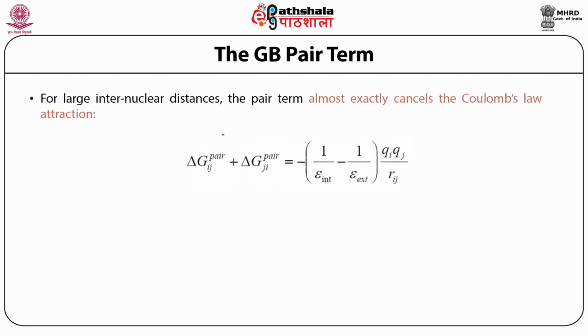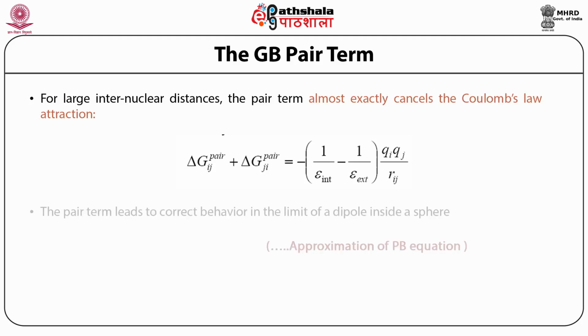So you can have a larger internuclear distance. That pair term exactly cancels the Coulomb's law interactions, just exactly the values over there, or the pair term leads to the correct behavior of this dipole inside a sphere. Now these are the GB pair terms, that is, the generalized Born pair terms calculations.